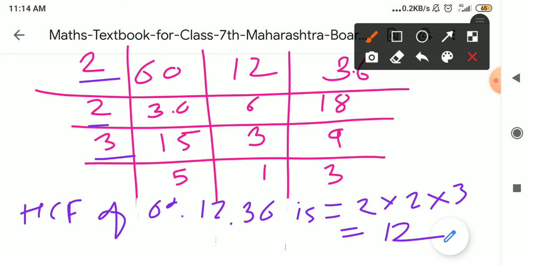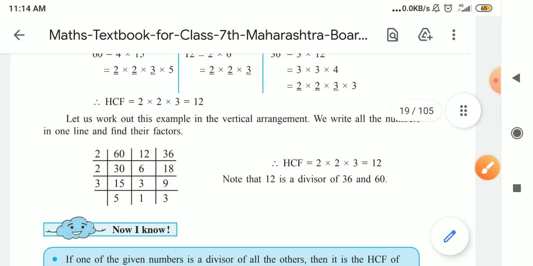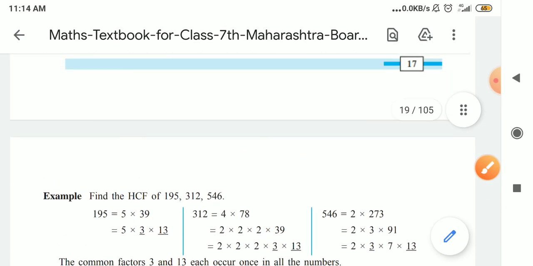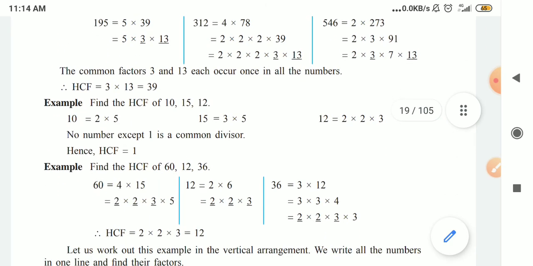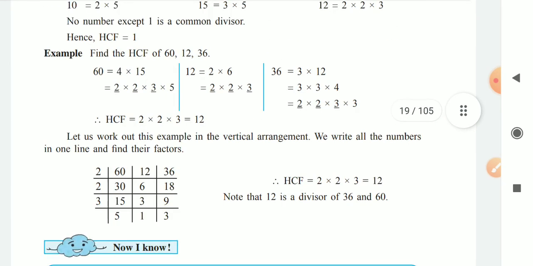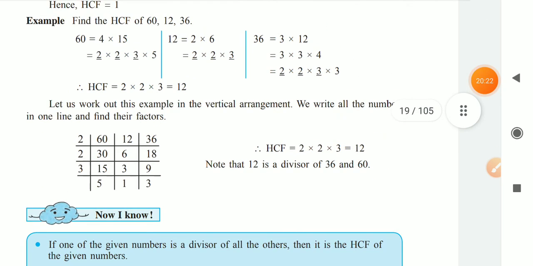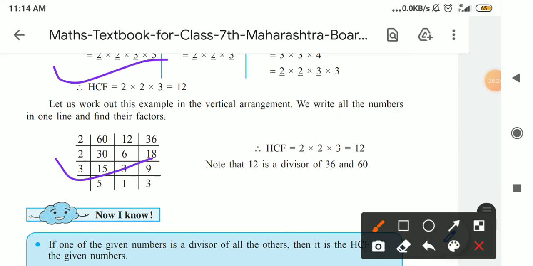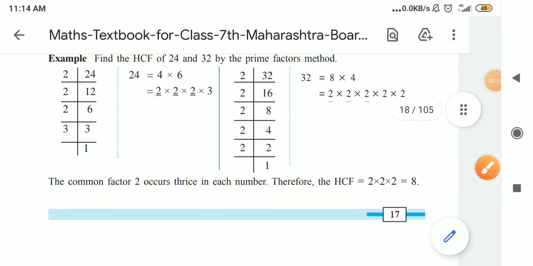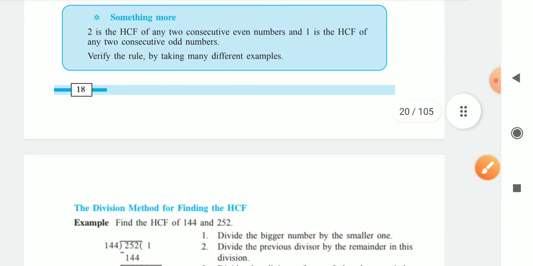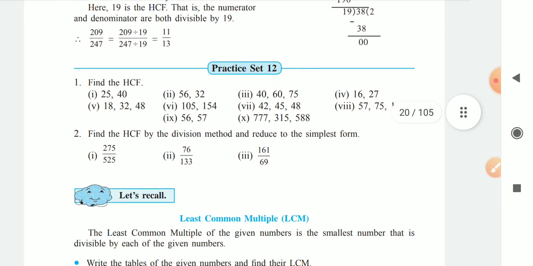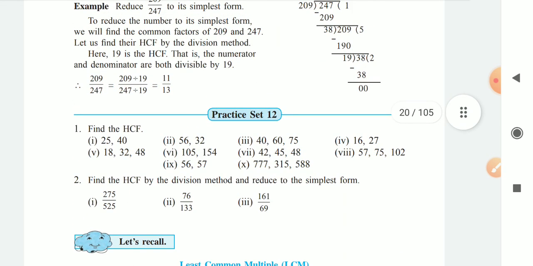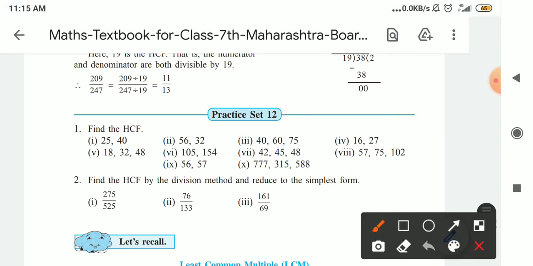Okay, so today I taught you how to find the HCF of numbers by three methods. One method is this, another is this, and one more method I taught you is this. You can use any method and find the HCF of the numbers. And this division method I will teach you tomorrow, because it is a little bit hard.